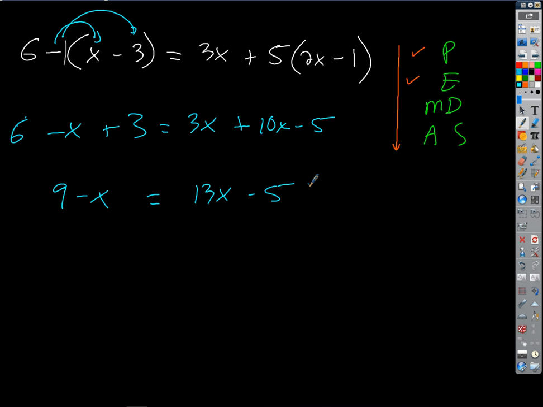Good, push them to the right. 13 is bigger than negative 1. So if I add x to both sides, how many x's are going to be on the right? And then I'm left with just a 9 on the left and a minus 5.